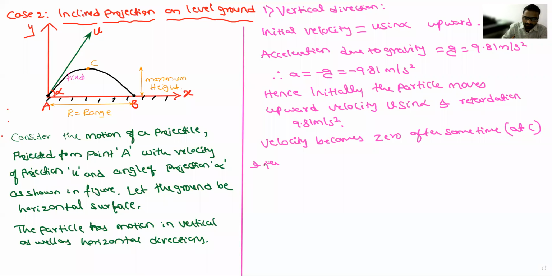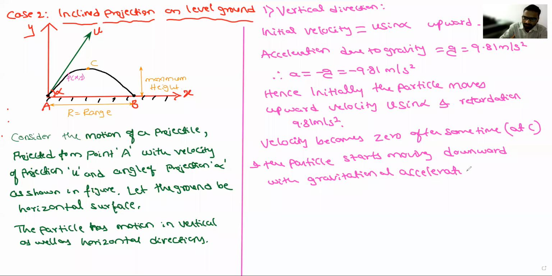And the particle starts moving downward with gravitational acceleration. So in the first one we have seen the vertical direction, okay, next we will see the horizontal direction.